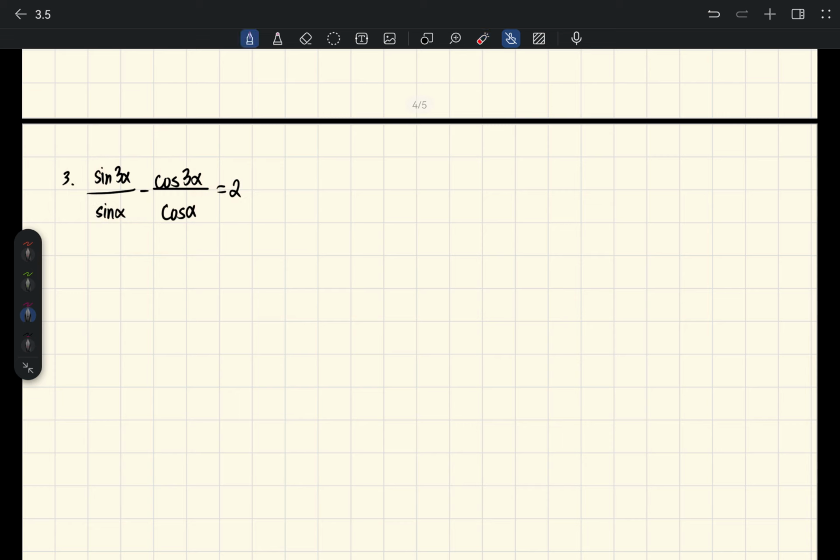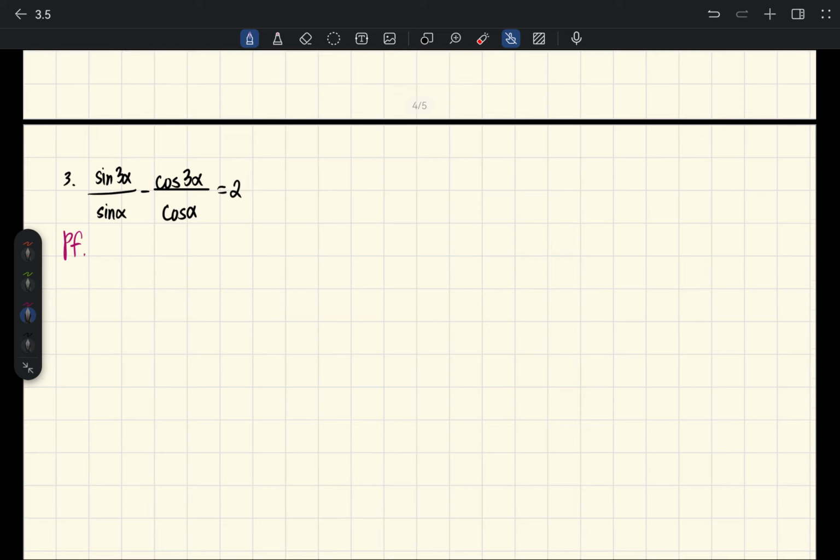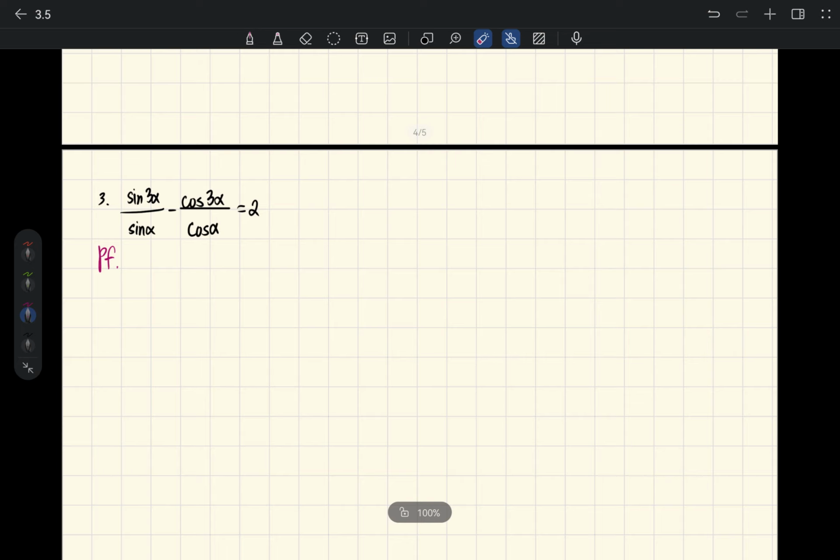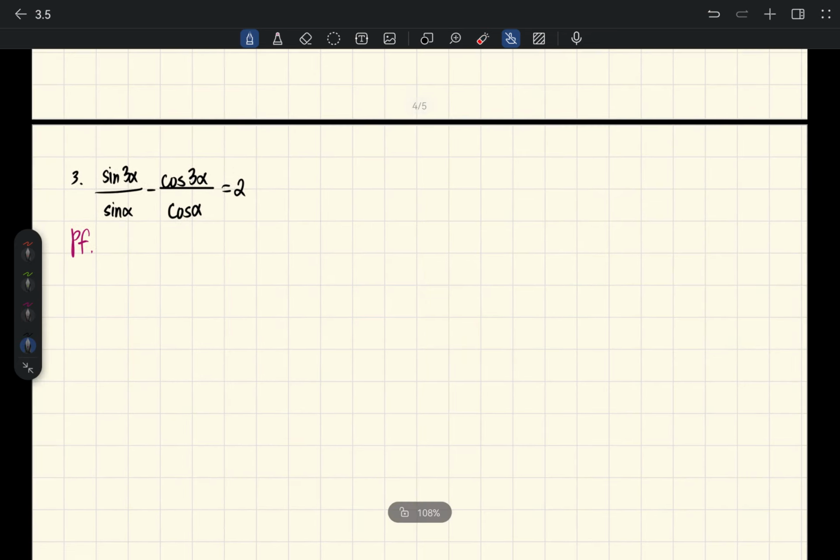So obviously it's hard to play with the number 2. So instead, we will start with the left side. So we'll start with sine of 3 alpha over sine alpha minus cosine of 3 alpha over cosine of alpha.